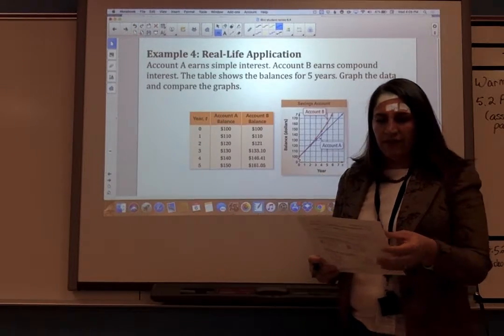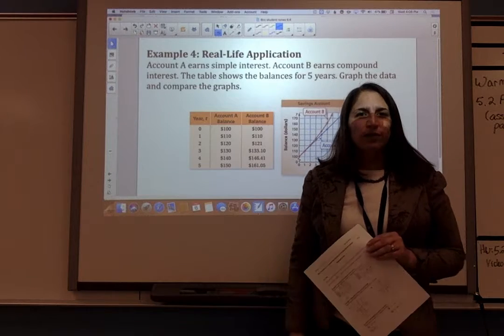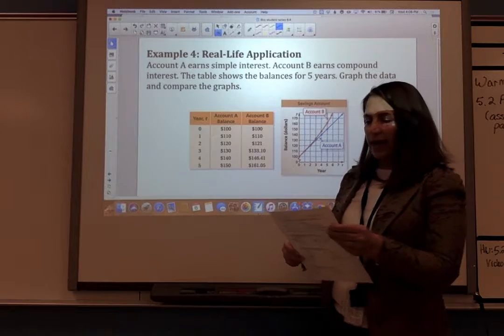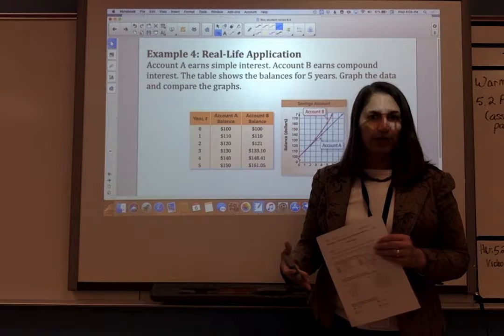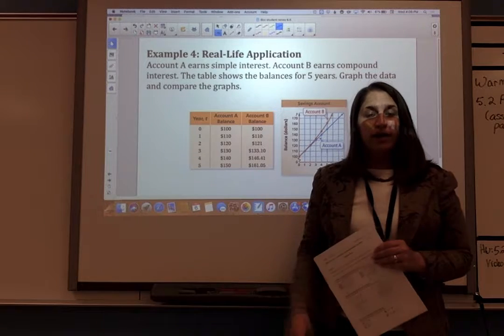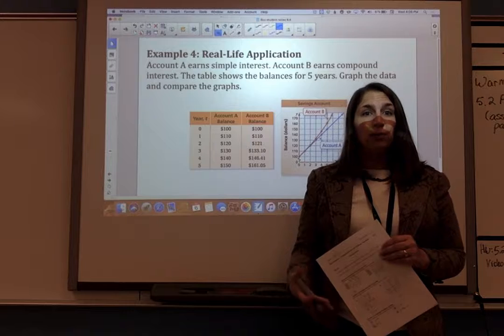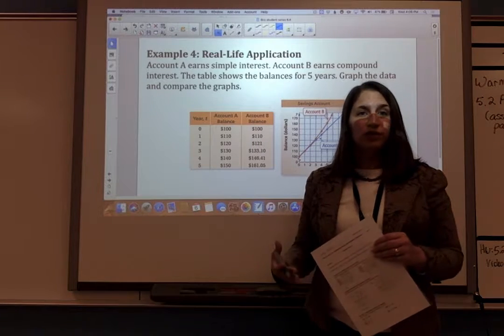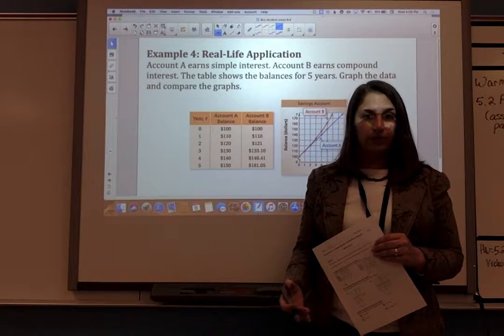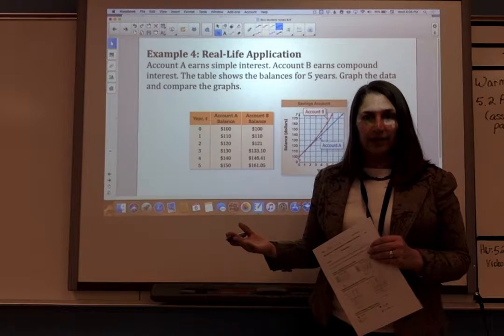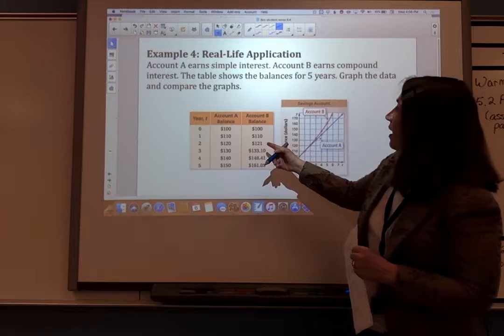Here we have a real-life application. So we have two different accounts. Account A earns simple interest, meaning it makes interest just on the principal that you've put in the bank. Account B earns compound interest, meaning it makes interest on your principal as well as the interest that you've already earned. So the table shows the balances for 5 years.